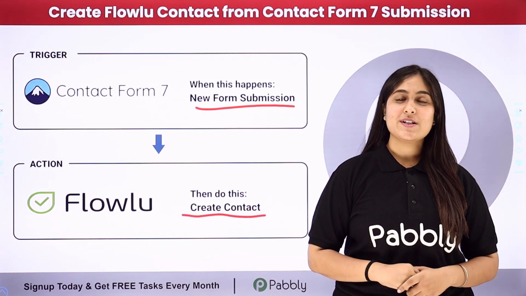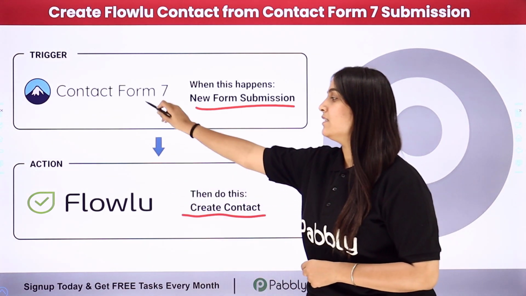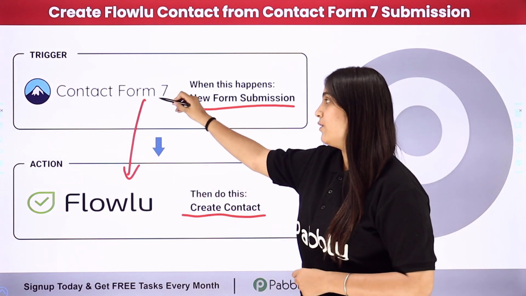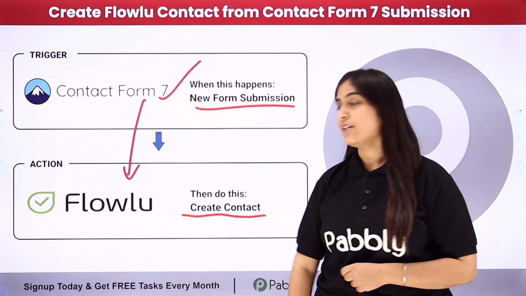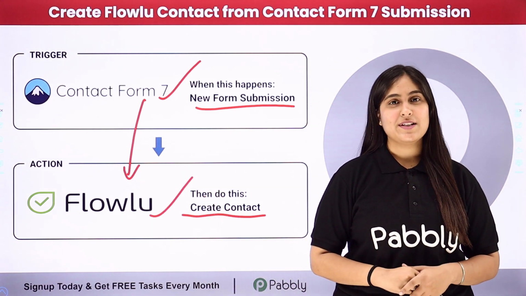So to automate this process, we will use an automation software named Pabbly Connect, in which we need to connect a trigger and an action. So in this process, our trigger application will be Contact Form 7 and our action application will be Flowlu. So to learn this process step by step, let me take you to my screen.